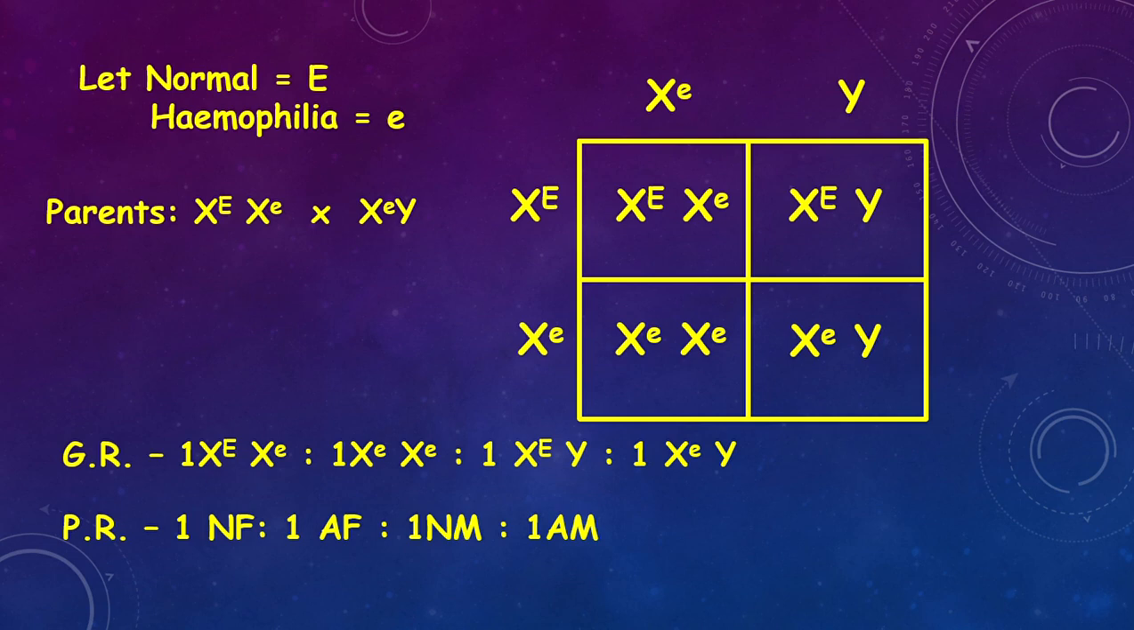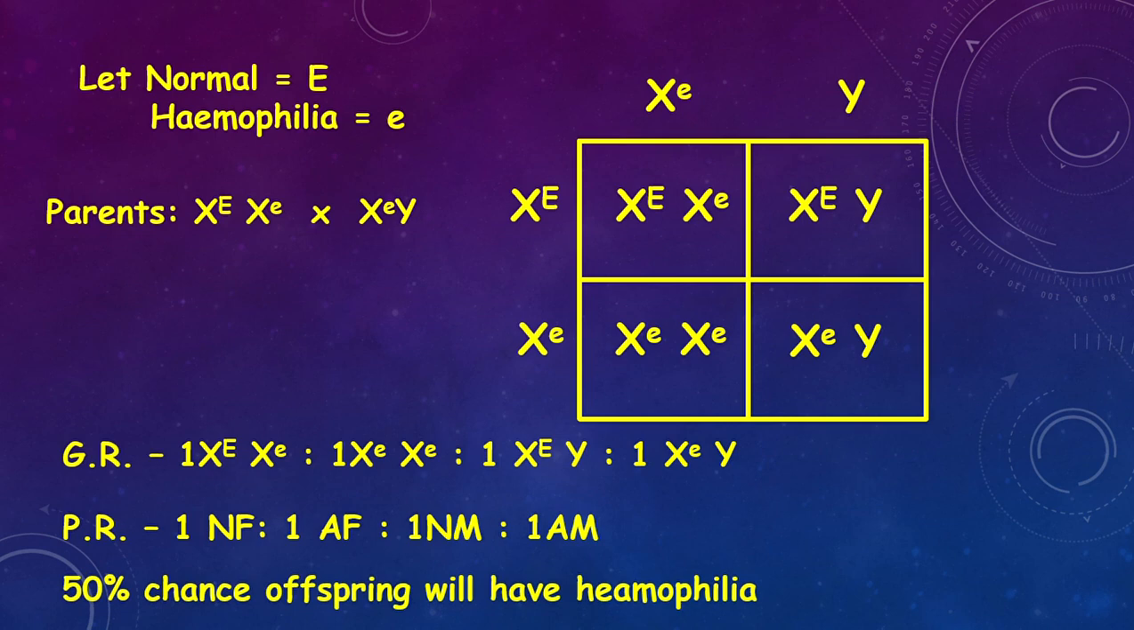And that answer is 50%. Why? Because 2 of the 4 children, 2 of the 4 potentials, will have haemophilia. Therefore, it is a 50% chance. Okay, I'm just going to put a little proviso in with this question, though, just in case some people are getting a little bit eye-twitchy and wondering.